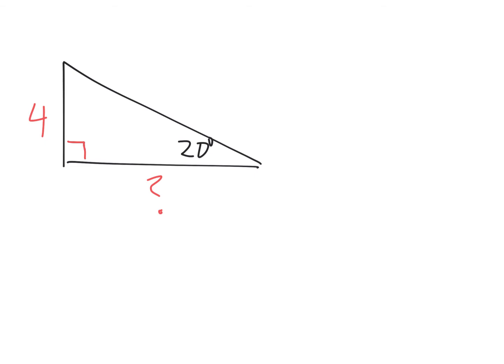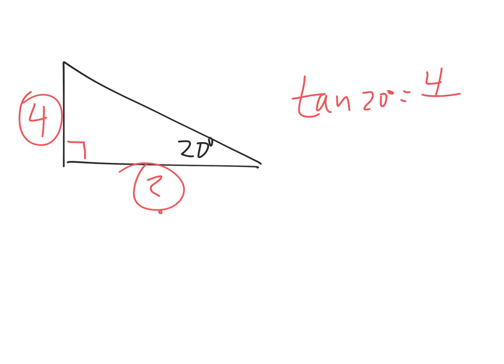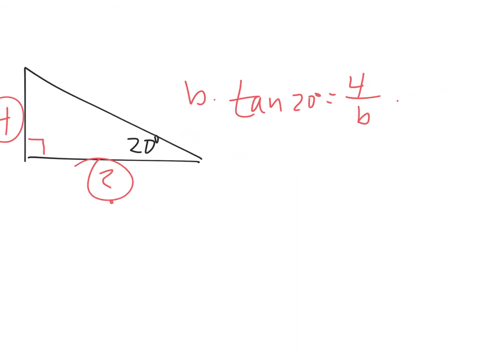Okay, let's see how you did. I would have used tangent. How did I pick that? Because I had TOA, opposite one and adjacent one. So tangent of 20 is 4 over, I used B. Then I'm going to multiply both sides by B, which may seem slow, and it kind of is, but it clears the fraction at least. Then I'm going to divide both sides by tangent of 20. And I get B equals 4 over tan 20.